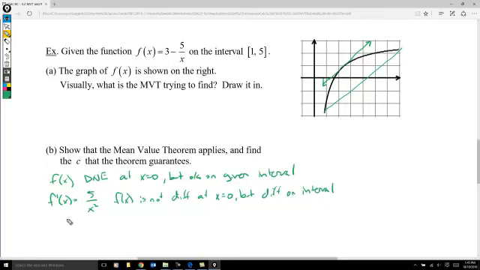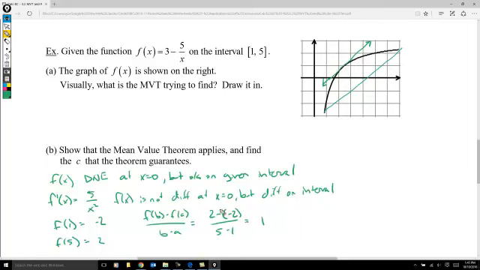All right, now let's find f of a and f of b. So I need to find f of 1 and f of 5. So f of 1 in this case is negative 2, f of 5 is 2. Now remember what mean value theorem says. It says that the secant is equal to the derivative, so we need to find our secant value. So that's f of b minus f of a over b minus a. So that in this case is 2 minus negative 2 over 5 minus 1. All right, and so this, when I simplify it, will give me 1.